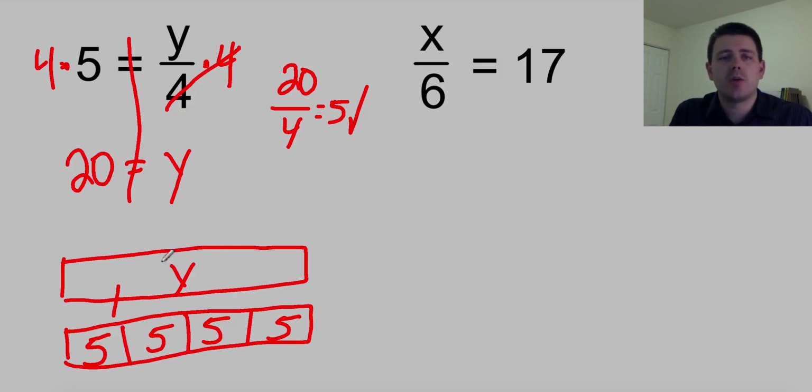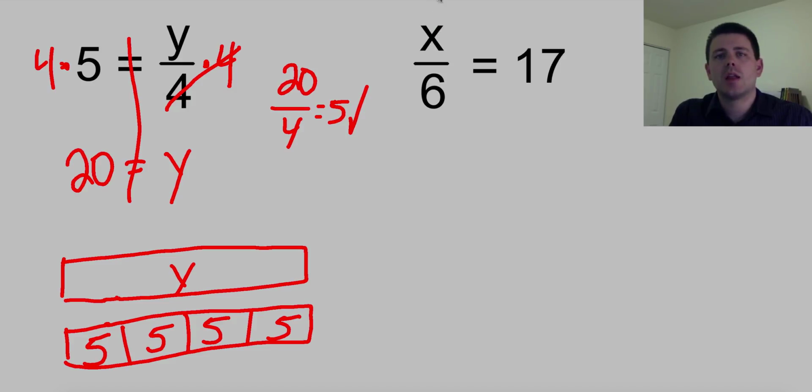Now, think about how you would try to find y here. In order to find y, we would take that 5 and multiply it times 4, because there are 4 groups in total. Well, 5 times 4, same thing we did in our problem up here.